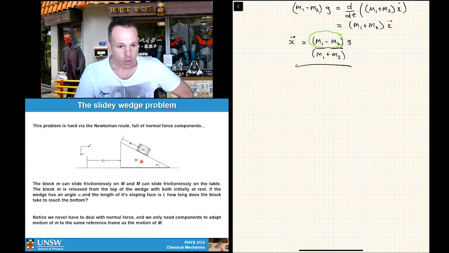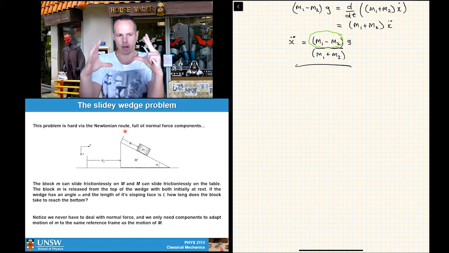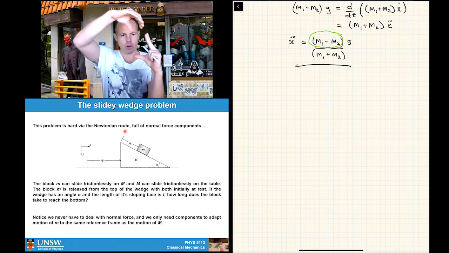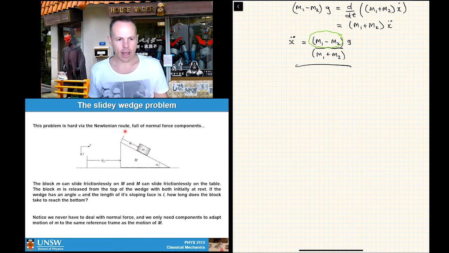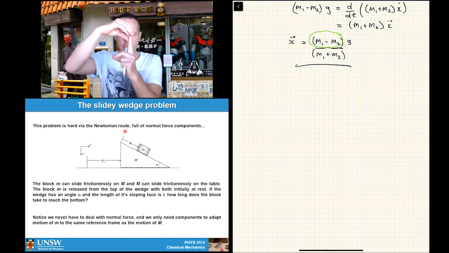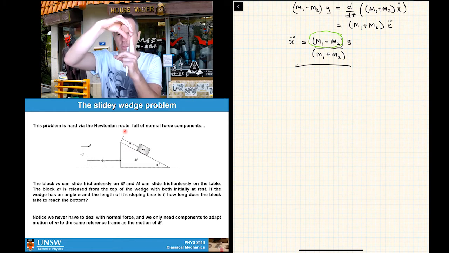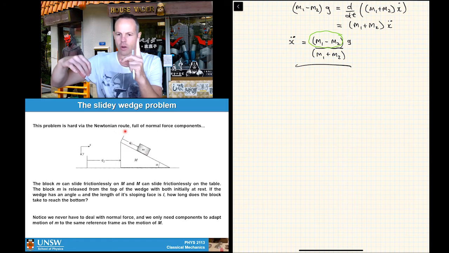And on this triangular wedge, we have another mass, little m, that we put right at the top here, and we set this system up. So we set our triangle up, we set a little weight block at the top, we make them stand still for a second, and then we just let it go. And what we want to do is work out how long it takes for the little block at the top to slide to the bottom of the triangle, okay?